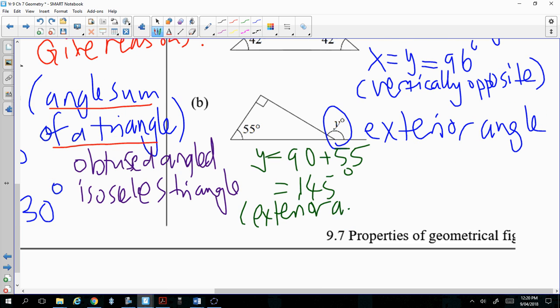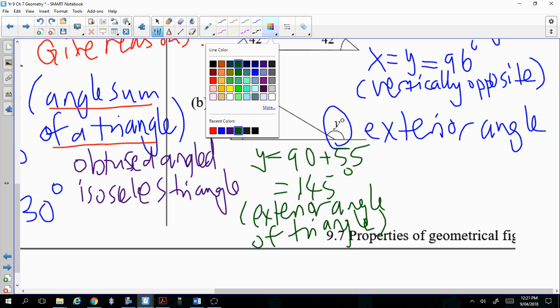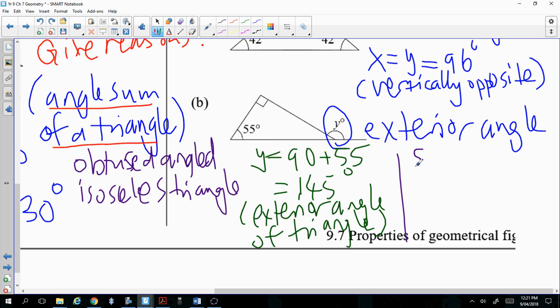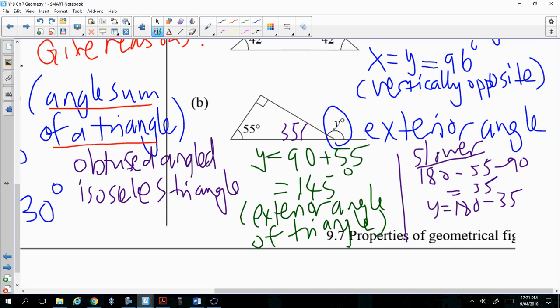Now, if I use the other method, the slower way, which you can do in the test, it's okay. You find out what this angle is by doing 180 minus 55 minus 90. That will give you 35. But then you have to do another step to get y. You do 180 minus 35. You get 145. That's too long, isn't it? If there's an easier way, I will use the easier way. Does that make sense? But it's not wrong to use the long way.